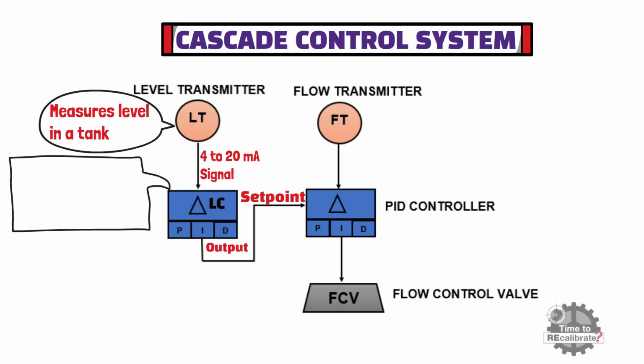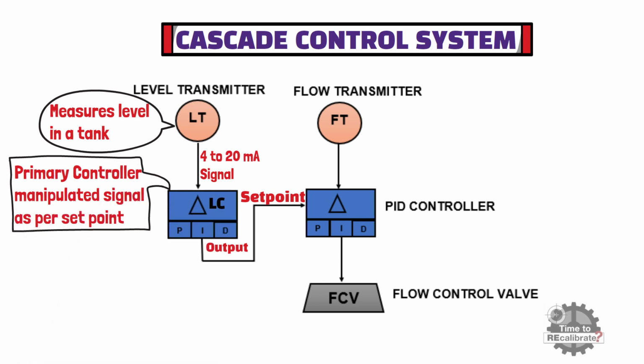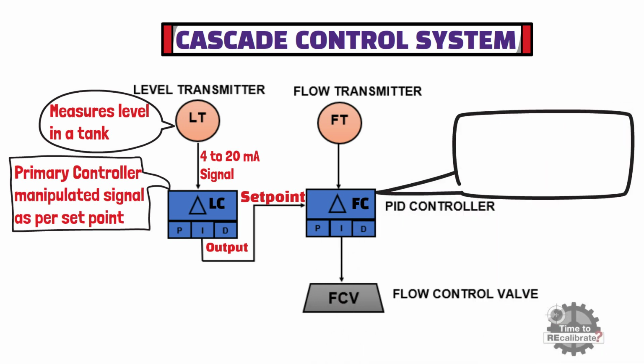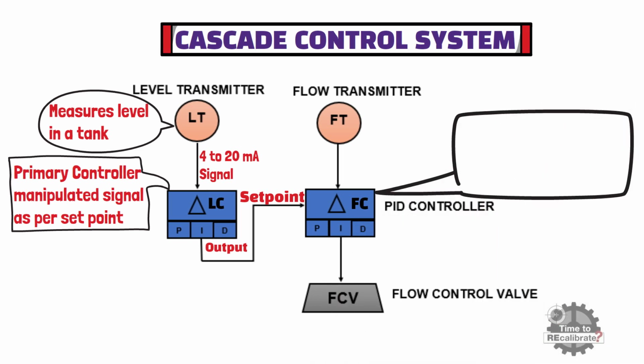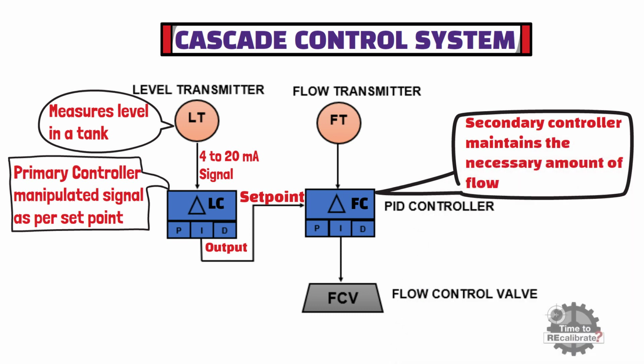The primary PID controller manipulates the signal as per the set point, and sends the commanding signal to the secondary PID controller. In other words, the secondary PID controller receives its set point from the primary PID controller. And the secondary controller maintains the necessary amount of flow, either in or out of the tank, that is needed to maintain the level at some specific set point.